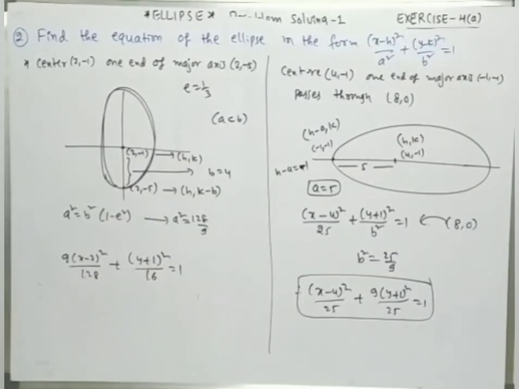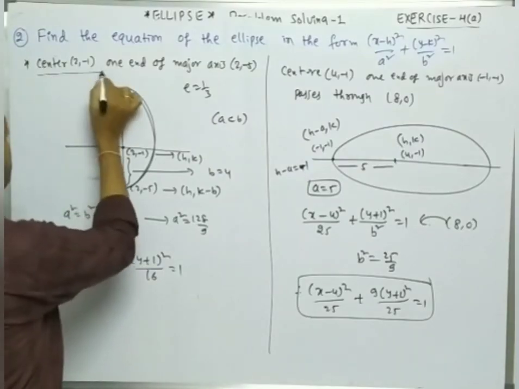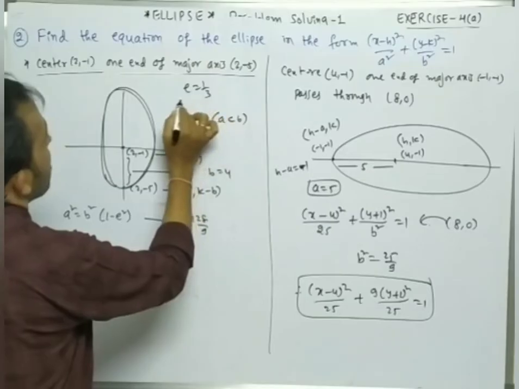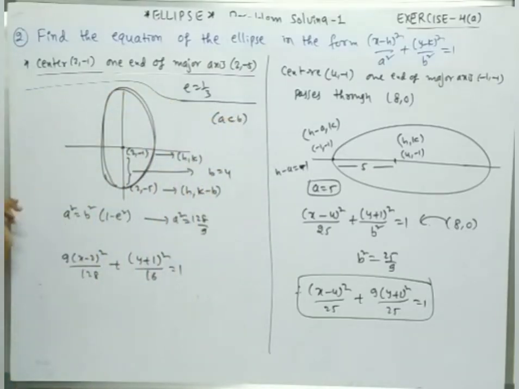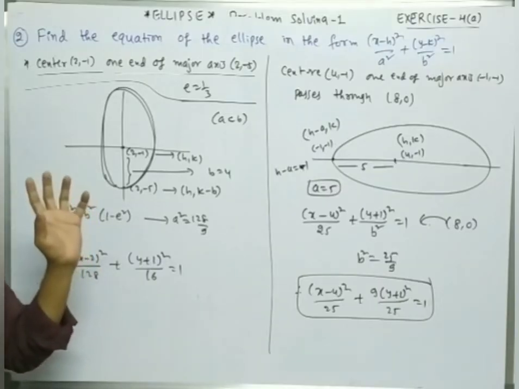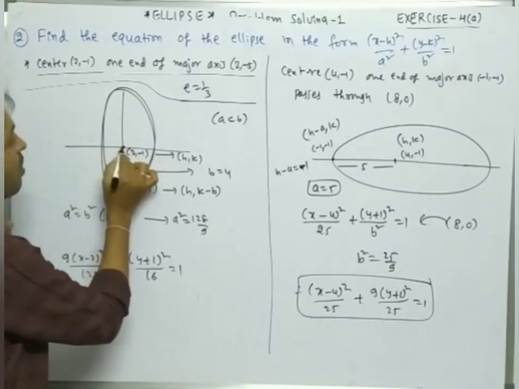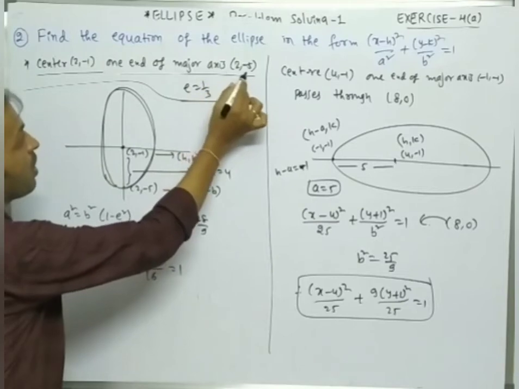Next, similar type of problems I given here. Center is 2 comma minus 1, one end of the major axis is 2 comma minus 5, eccentricity is 1 by 3. We should find the equation. So carefully plot the points, you will get the idea. Center is 2 comma minus 1, so this is 2 comma minus 1, and one end of the major axis is 2 comma minus 5.